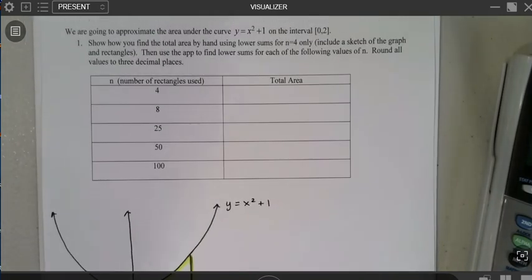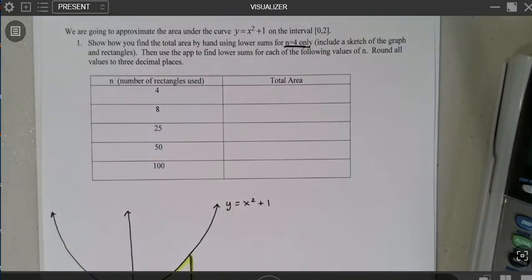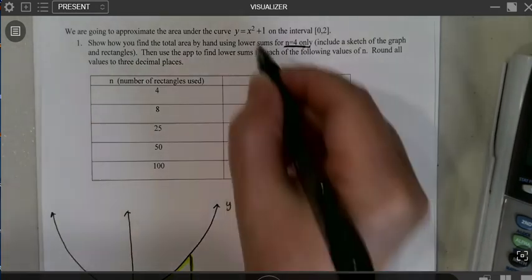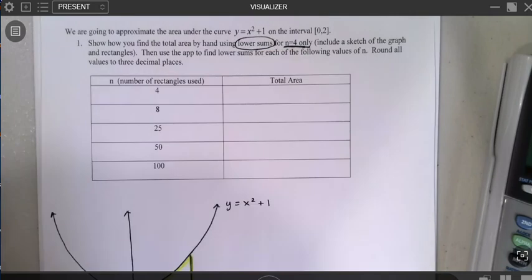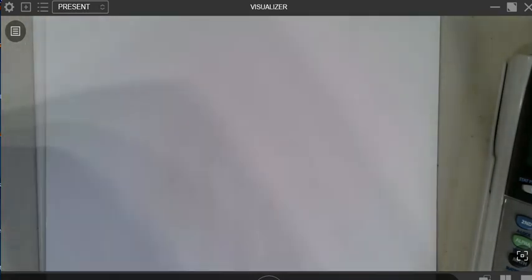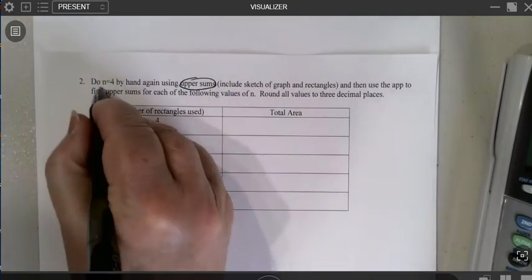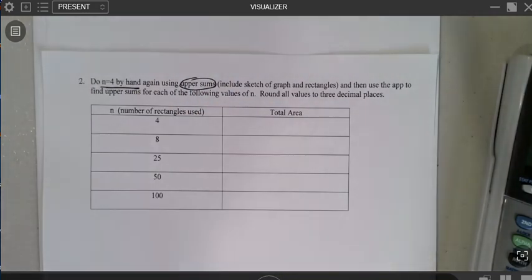Once you've gotten the n equal 4 done, you're then welcome to go back to the computer program and just get the rest of them off of that. This one, I'm asking you to do lower sums, so pick rectangles that are below the curve. And then on the next page, I'll be asking you to do the same thing using upper sums. Again, just the n equals 4 by hand. The rest of them you can use that computer app to figure out.